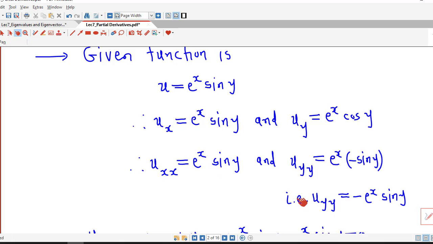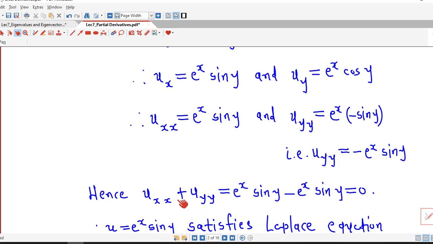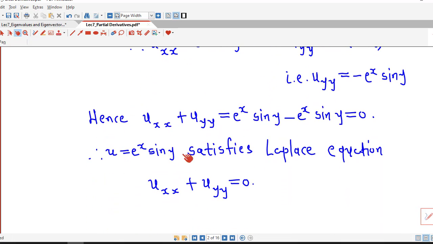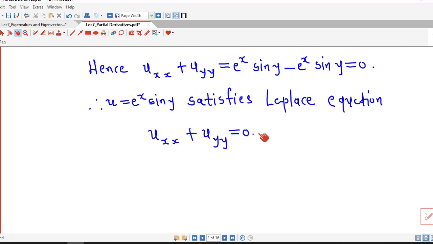So this we can rewrite as minus e raised to x sin y. And if we add these two second order partial derivatives with respect to x and y, then we can see right hand side is e raised to x sin y minus e raised to x sin y equal to 0. So therefore u equal to e raised to x sin y satisfies Laplace equation del square u by del x square plus del square u by del y square equal to 0.